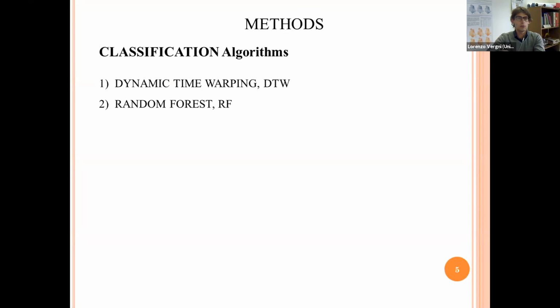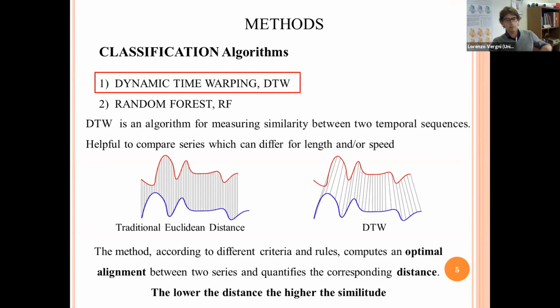Some details about the classification algorithms. We used dynamic time warping and random forest. Dynamic time warping is not strictly a classification algorithm. It is more a technique used for the comparison of different time series that can also differ in length and speed. So the technique has some advantages in comparison, for example, to the traditional Euclidean distance.